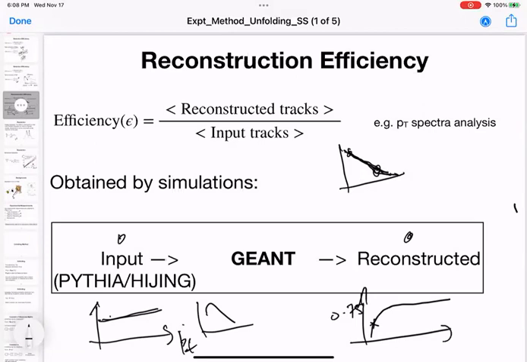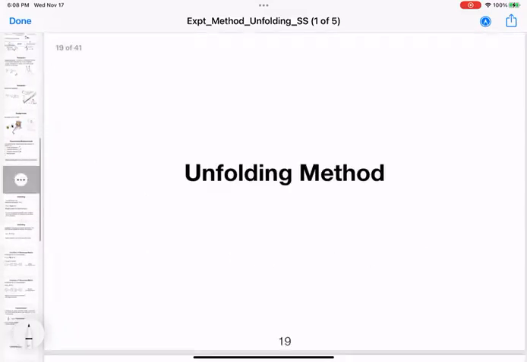Okay. Any other question in this part? Okay, so if not, let me go to the second part because we have a limited time. So let me now go to the unfolding method.